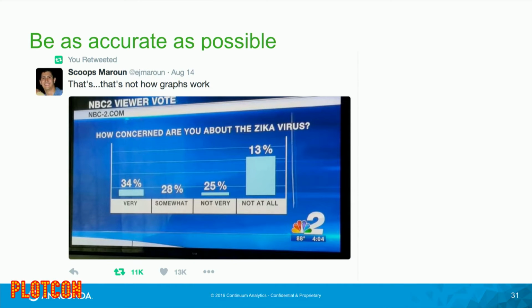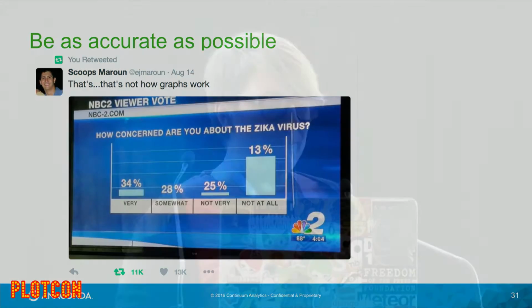First thing to remember is to always be accurate. I found this amazing tweet on the internet. This is just not how graphs work. In no way, it doesn't even add up. There's so much that's wrong with this. I don't think that anybody in this room would be guilty of this kind of egregious behavior, but it's always good to remind people too, you're trying to present a truth.